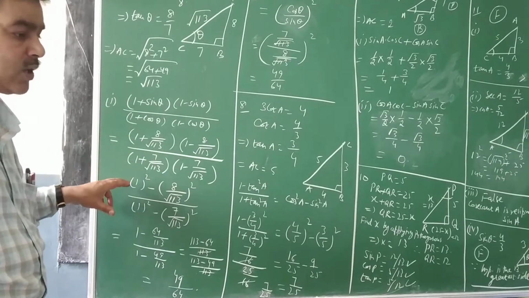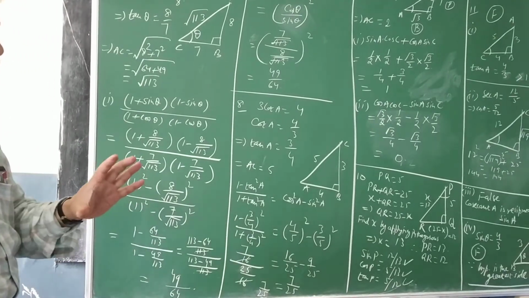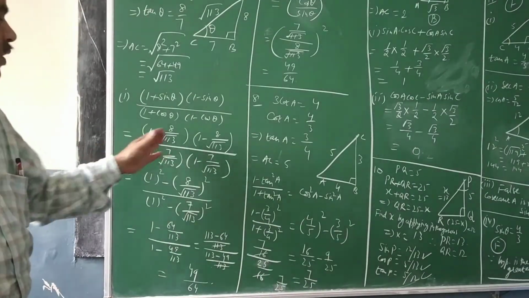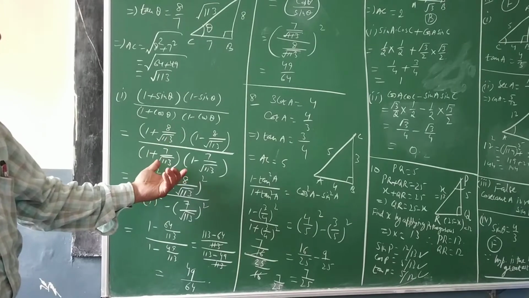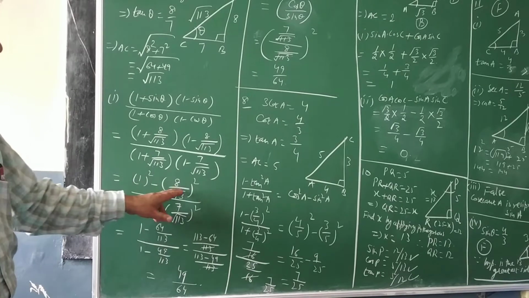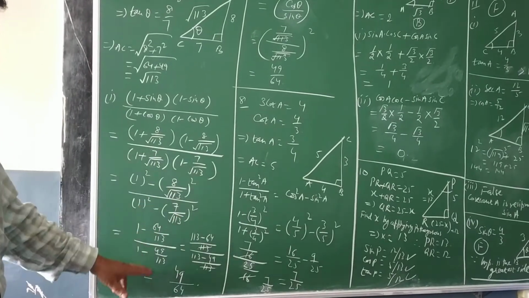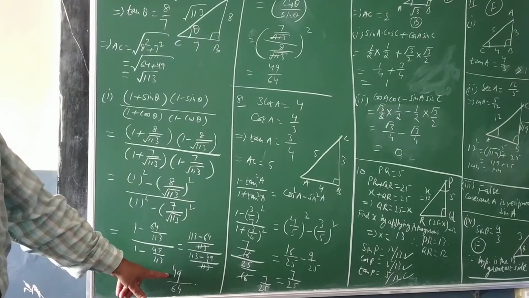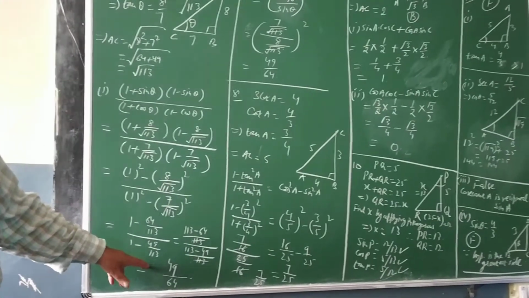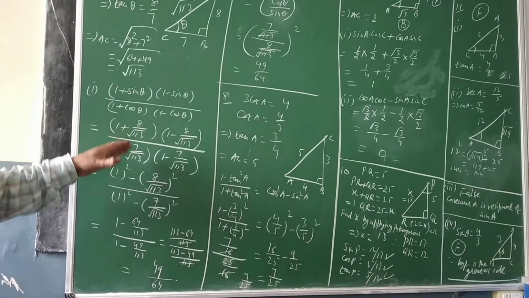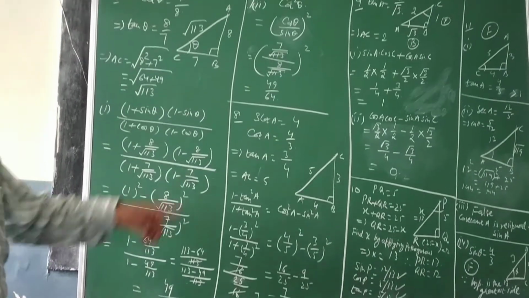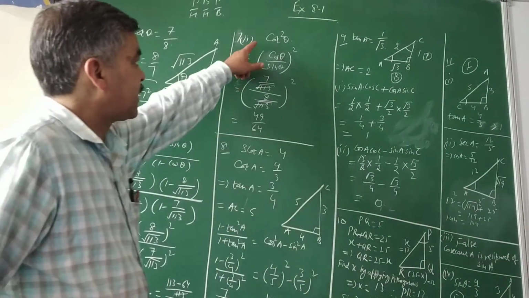Next is your calculation. As I told you earlier, you have to be very careful about the previous knowledge testing part, that is your identities. Numerator and denominator are both in the form of (a plus b)(a minus b), so that is a square minus b square. Do the calculation, and your answer should be 49 upon 64. That need not be explained to you. You are studying in class 10, so you should know how to do these calculations with rational numbers. Then in the second part, you have to calculate cot square theta.